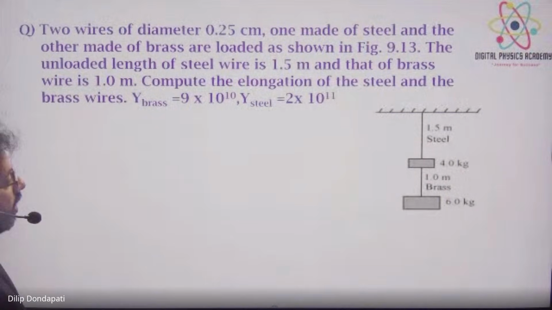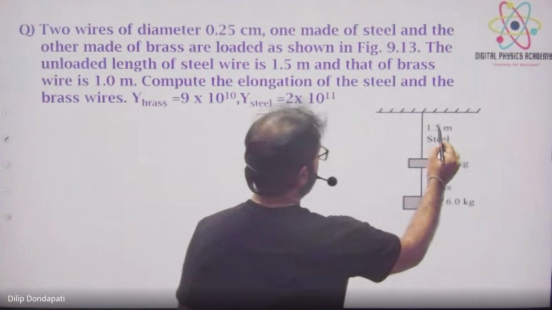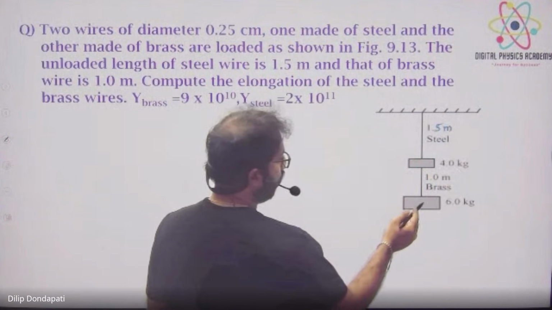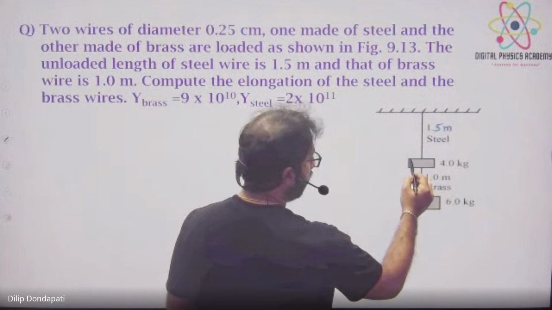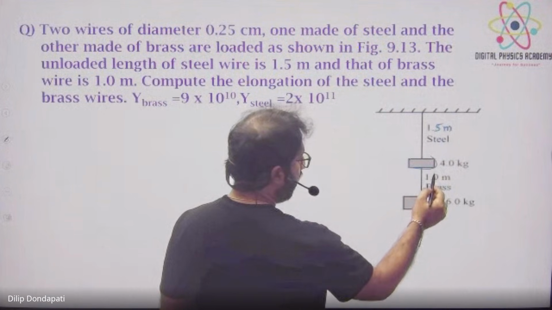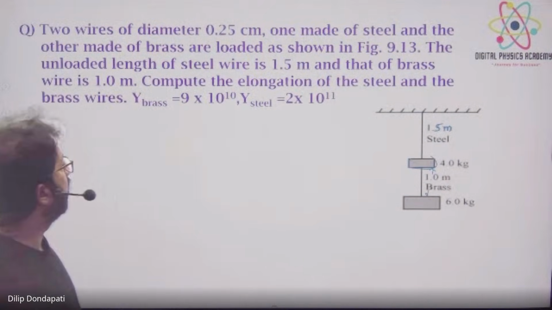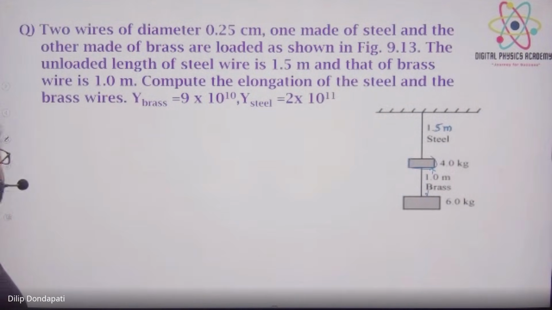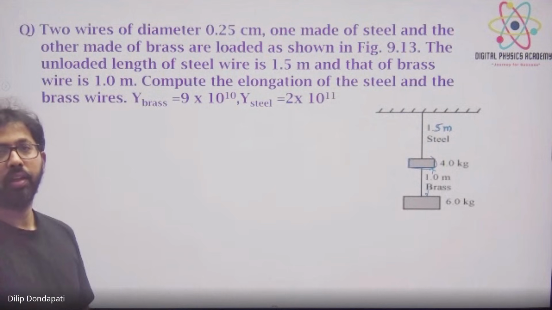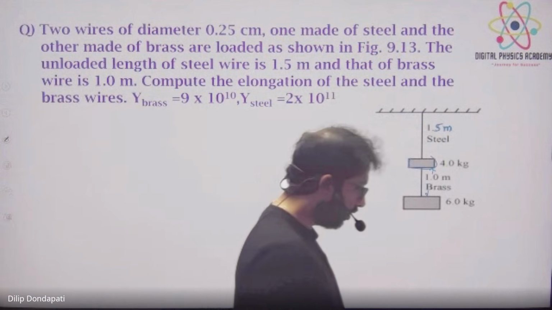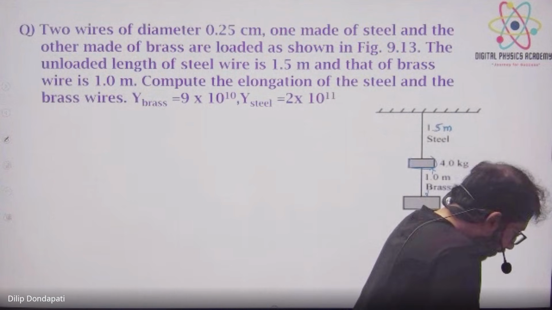There is a steel wire of length 1.5 meters with a 4 kg block, and a brass wire of 1 meter with a 6 kg mass. It is asking to compute the elongation of the steel wire and brass wire. But delta L, each one we have defined for brass wire and steel wire.